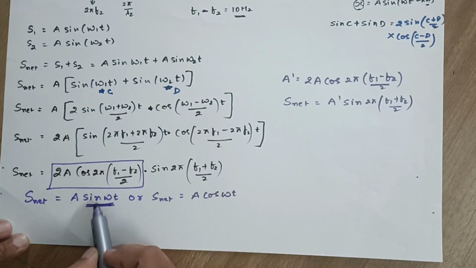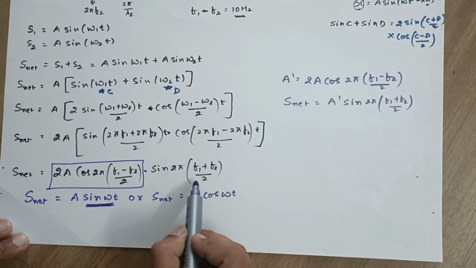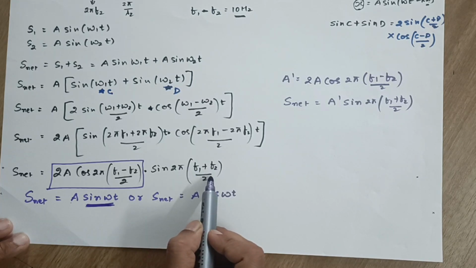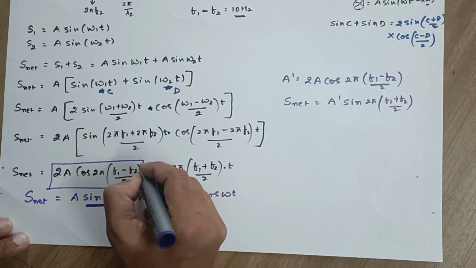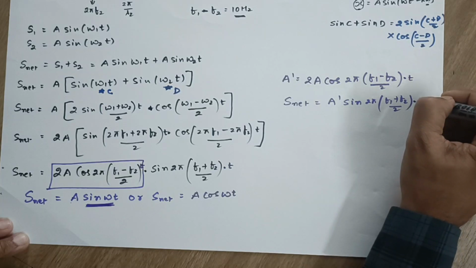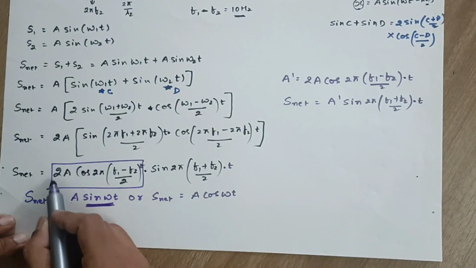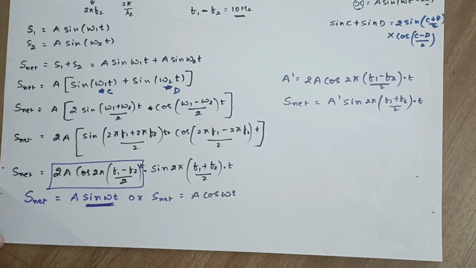So if you look at these two equations, this sine omega t, that is sine ((omega 1 plus omega 2)/2) times t, I forgot t here and here, right? So this part is the amplitude and this is the sine term. All right, now let's discuss why I did not compare this entire expression with this one.